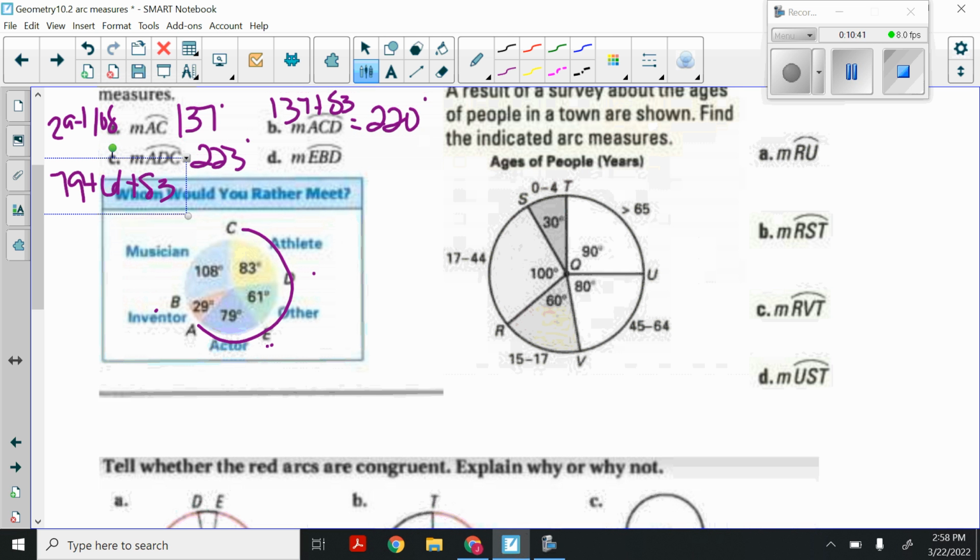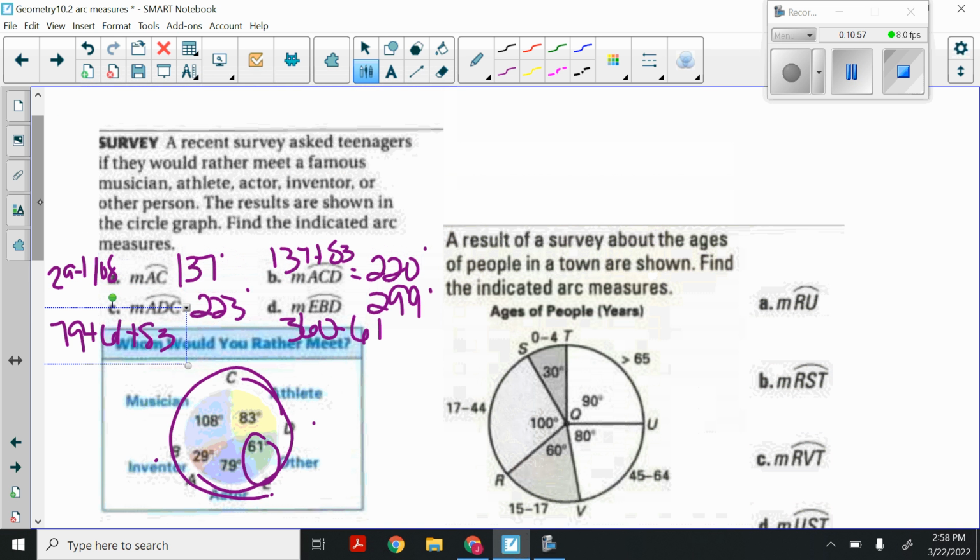So let's see. EBD is everything except 61. So I could do 360 minus 61 because the entire circle is 360. So I'm going to get 299 degrees. All right, we're going to go directly across over here.